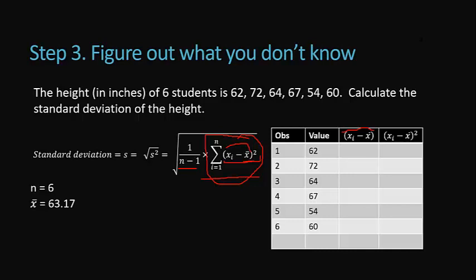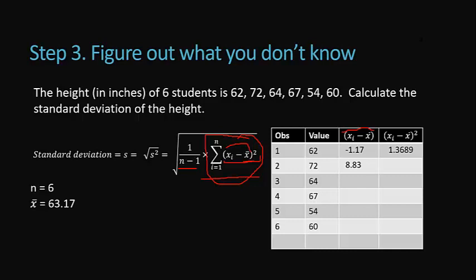Taking the first observation, the value is 62. 62 minus x bar, which is 63.17, is negative 1.17. Then you square that number to get 1.3689. Remember, when you square a negative number, you end up with a positive number. So the square of negative 1.17 is positive 1.3689.